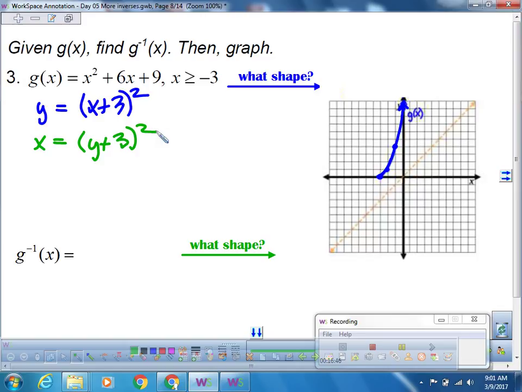So now I have the square root of x equals y plus 3. The square root of x minus 3 equals y. I don't want to spend a whole lot of time on this because I want to get to the new learning. If we're still having a hard time, you need to come to tutoring.